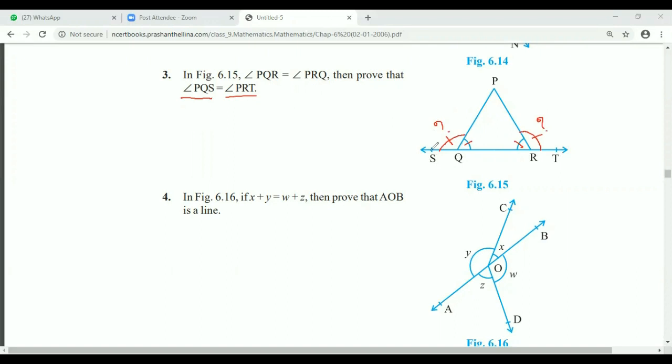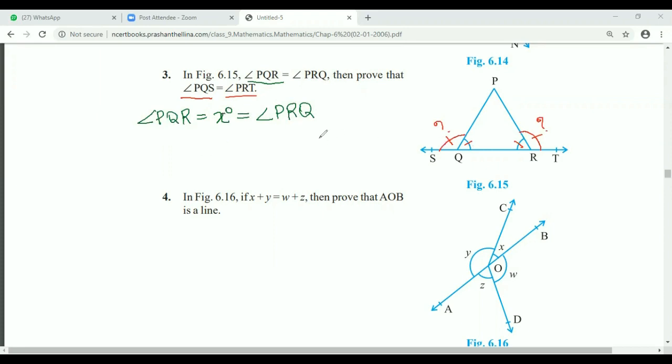We don't know the value of the angle given here, that is angle PQR. Let's take it as X. So angle PQR is equal to X degree. We know angle PQR and angle PRQ have the same measurement, so X degree is equal to angle PRQ. So angle PQR is equal to angle PRQ, both taking the same measurement X degree.